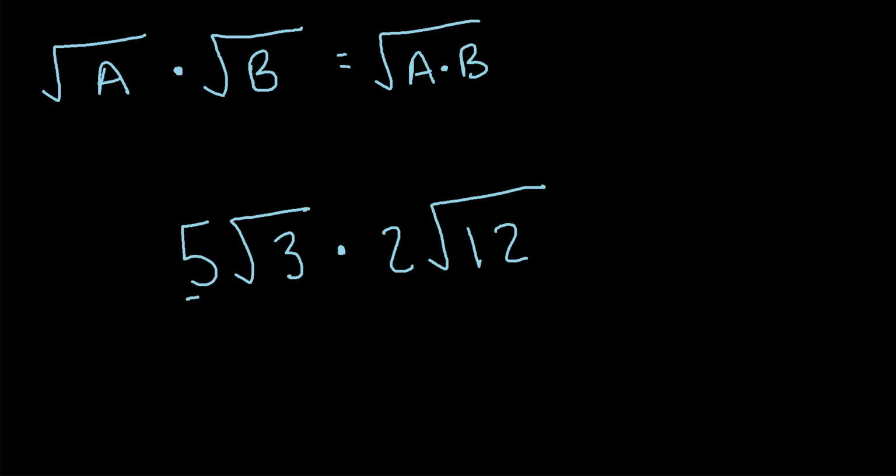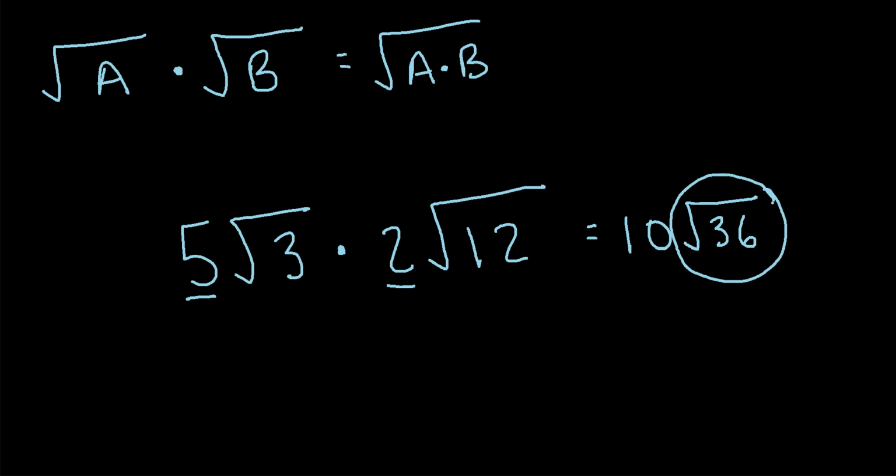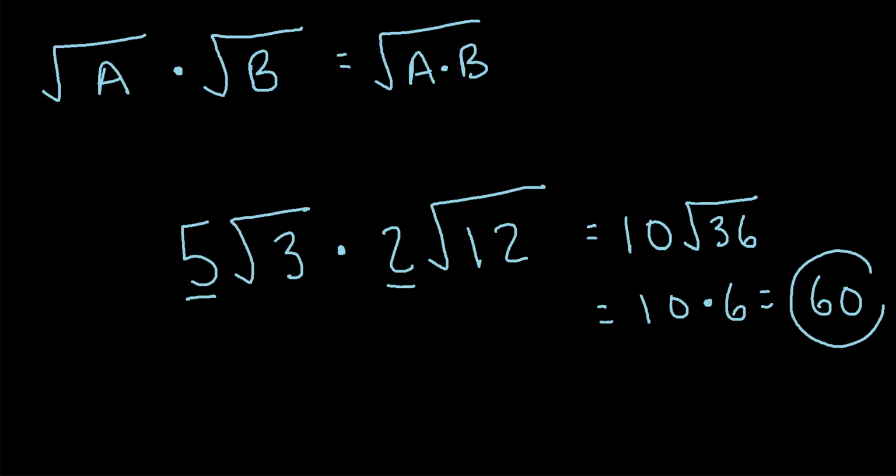So once again, we'll start by multiplying these numbers on the outside of the square roots. So we'll say 5 times 2, that's 10. And then we have the square root of 3 times the square root of 12. So 3 times 12 is 36. So we get the square root of 36. Now, you'll notice that the square root of 36 is actually an integer. That's just equal to 6. So what we really have is 10 times 6, which is equal to 60. So in this case, our final answer is 60.